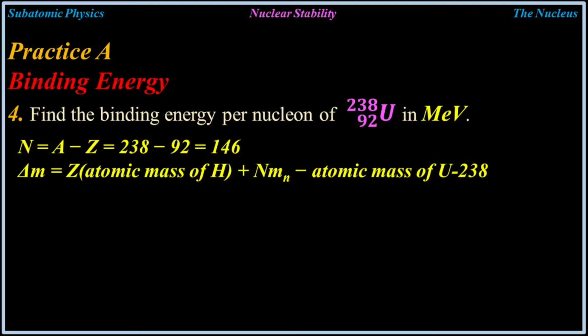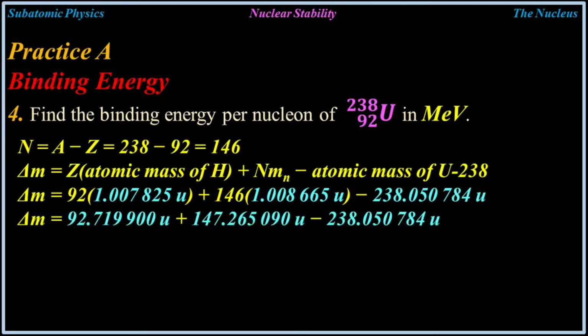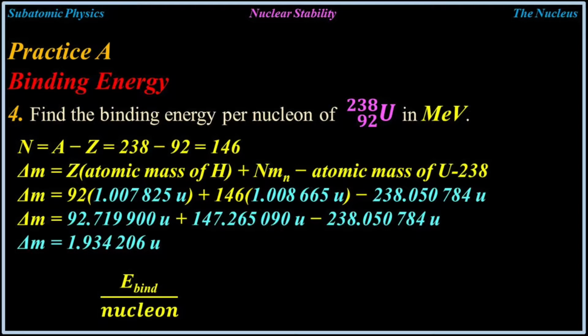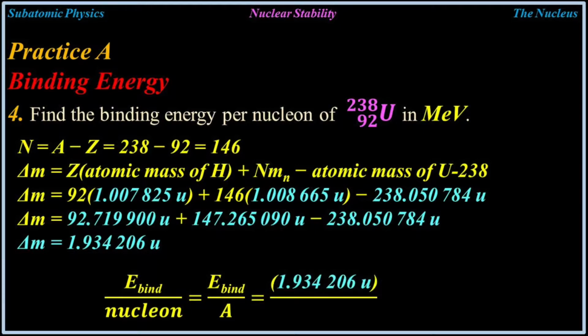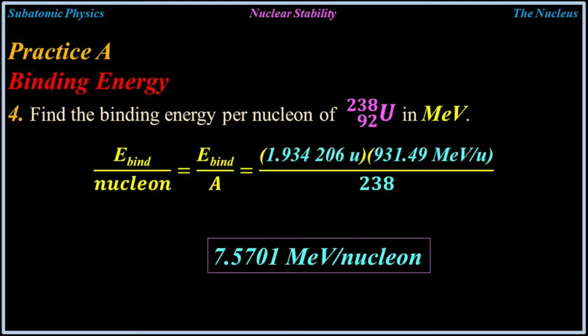The delta M will be 1.934206, and the E bind per nucleon. The E bind per nucleon, very important number. The E bind per nucleon will be 7.5701 mega electron volts per nucleon.